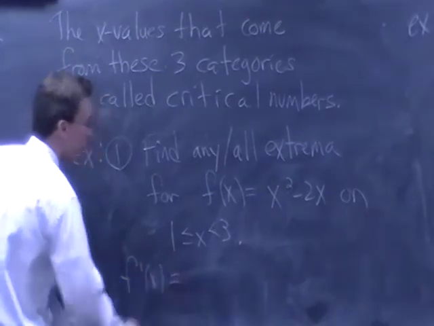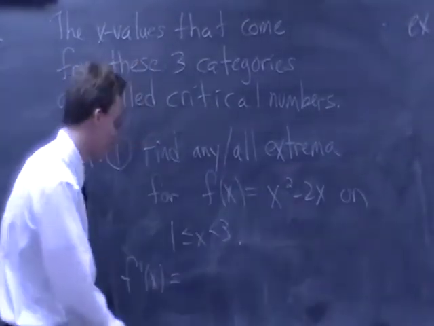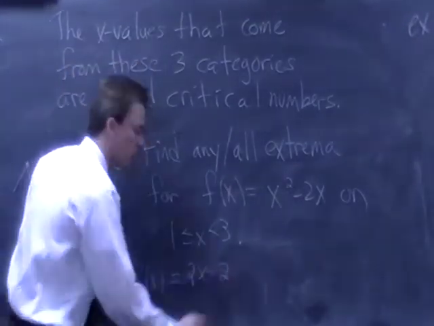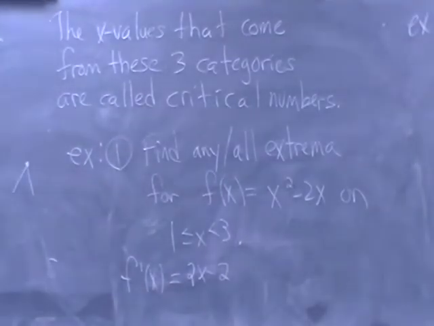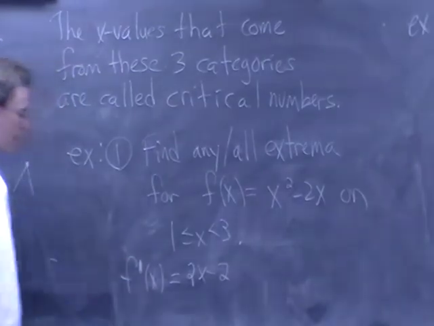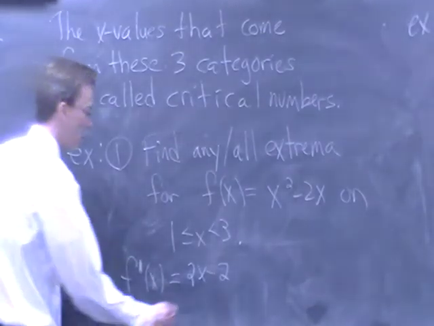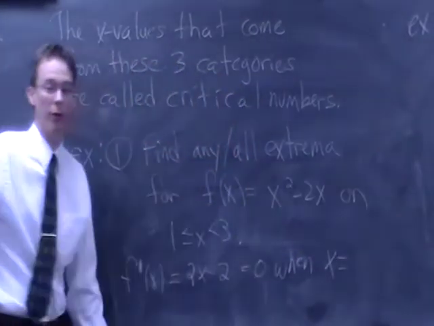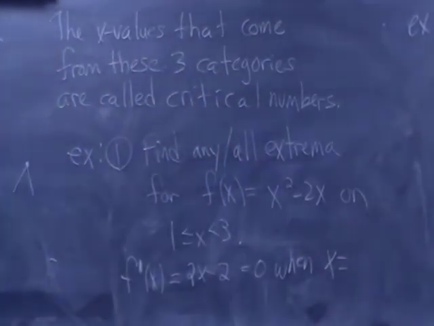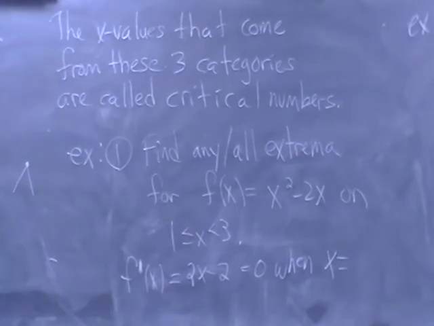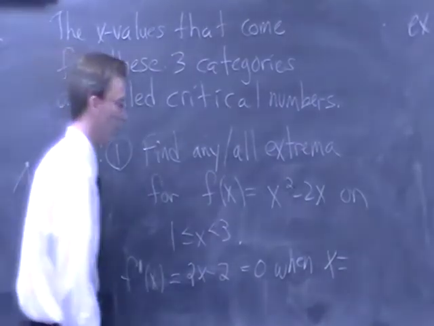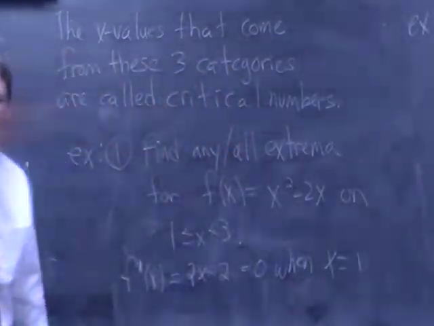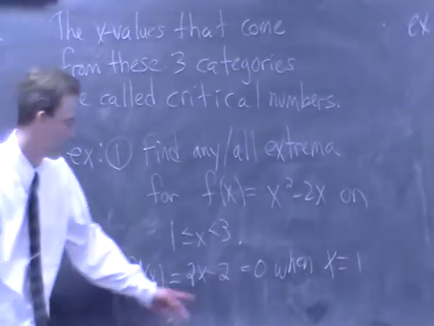F prime of x is 2x minus 2. The derivative is going to equal 0 when x equals what is it? 1. Right? 2x minus 2 equals 0 and x is 1.